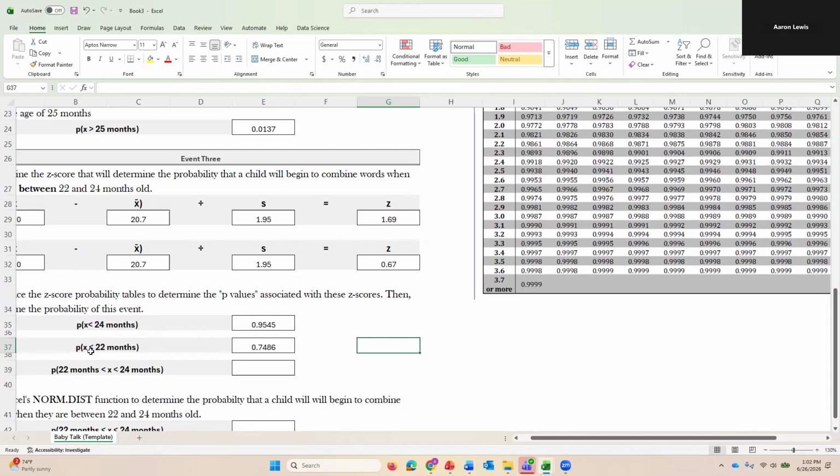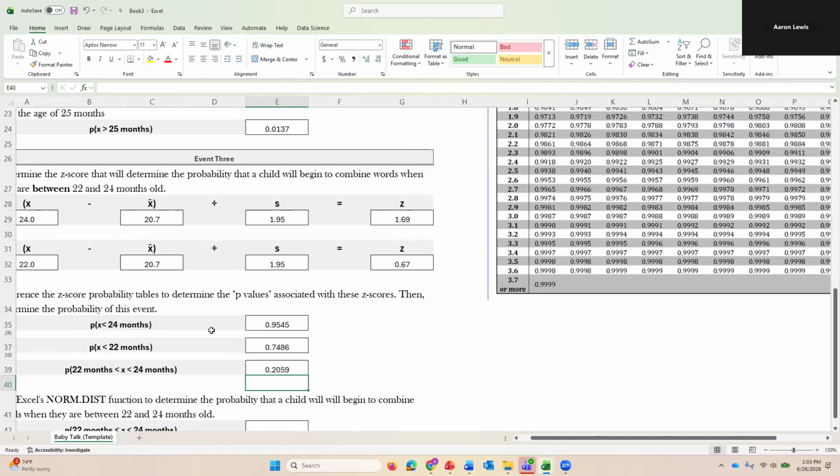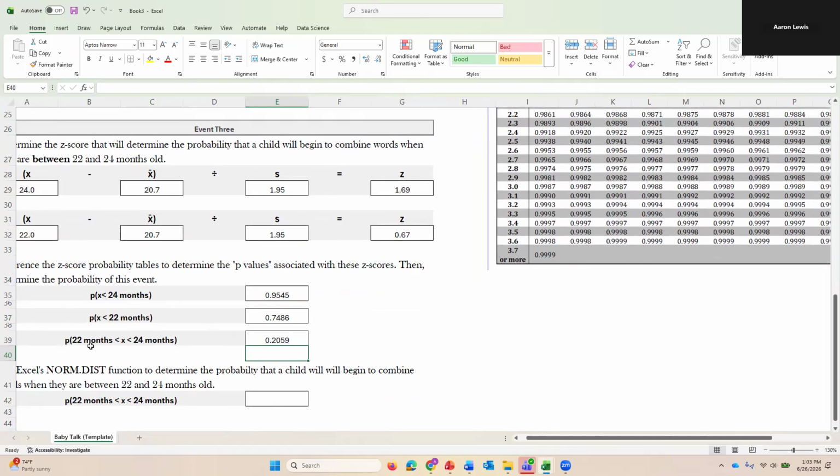We just want the spot that this contains that this doesn't contain. In this case, the probability of being greater than 22 months, but less than 24 months. And that's what this little range down here says. And how you find that? Incredibly simple. You just find the difference between the two numbers. 0.9545 minus 0.7486 equals 0.2059. So about 20.5% of all children don't start forming sentences until they're somewhere between 22 and 24 months.